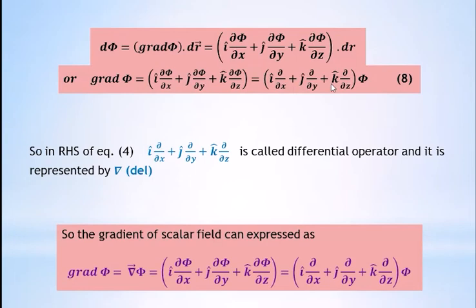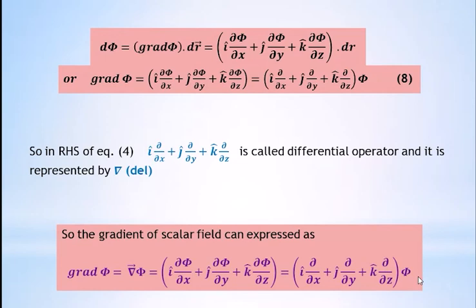equation number 8. So in the RHS of equation number 8 we get i cap del upon del x plus j cap del upon del y plus k cap del upon del z, which is called the differential operator and is represented by del. So the gradient of a scalar field is expressed in this way. Grad phi is equal to del vector phi is equal to i cap del phi upon del x plus j cap del phi upon del y plus k cap del phi upon del z, which is equal to i cap del upon del x plus j cap del upon del y plus k cap del upon del z into phi.